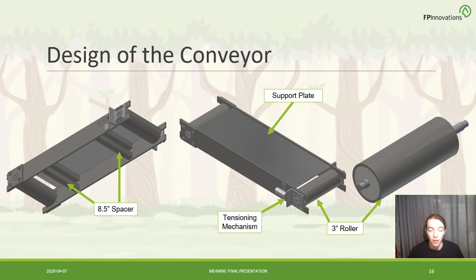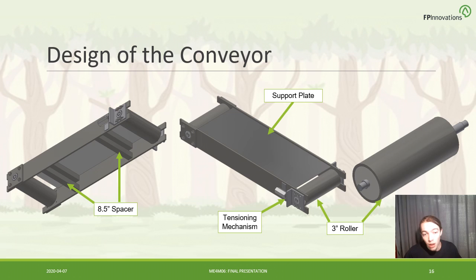On the left-hand side picture, our conveyor uses 3-inch wide steel bars as the sidewalls, and then they're separated using 1-inch square tubing cut to 8.5 inches in length. 8.5 inches in length was chosen because our belt that we decided on was 8 inches wide, and that'll give us a 1/4 inch of clearance on each side so it's not rubbing up against the walls.